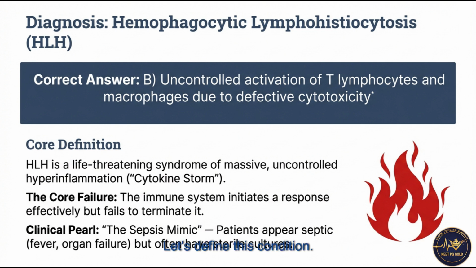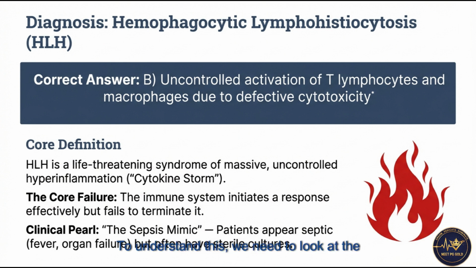Let's define this condition. HLH is a syndrome of massive, uncontrolled hyperinflammation, a cytokine storm. The core failure here is that the immune system can initiate a response effectively, but it fails to terminate it. Think of it as the immune system losing its brakes. Mechanism, the normal versus the failure.